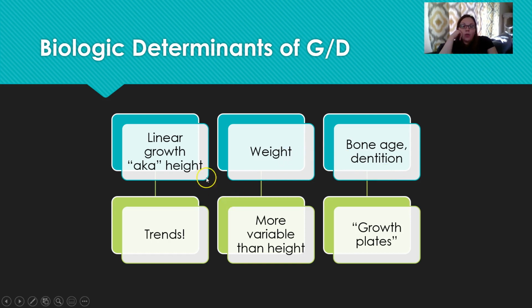And so when I'm talking about height and how we're assessing growth and development, are they on track? Where do they fall percentile wise? The trends are more important for height than an individual data point. So what is their height doing over time versus what does their height look like today at a particular well child check? Now the weight is going to be more variable than the height.